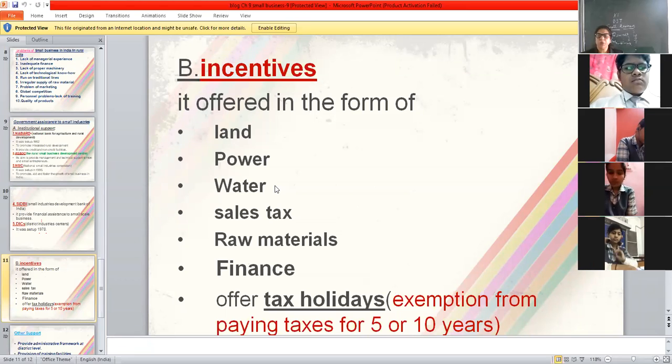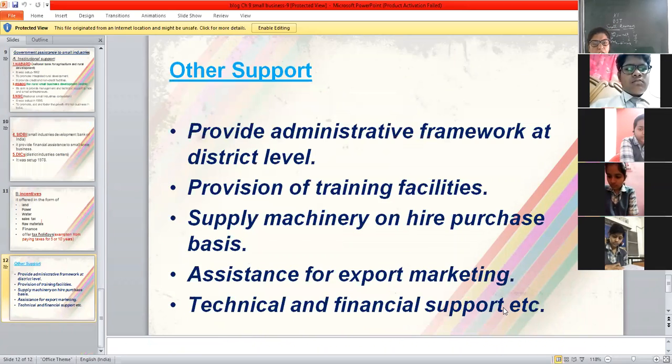Yes, special economic zones and export processing zones are also there for small businesses, and the government is giving tax holidays. This means if someone has established a small business, they will get the benefit of tax holidays. They will be exempt from paying taxes for 5 to 10 years.